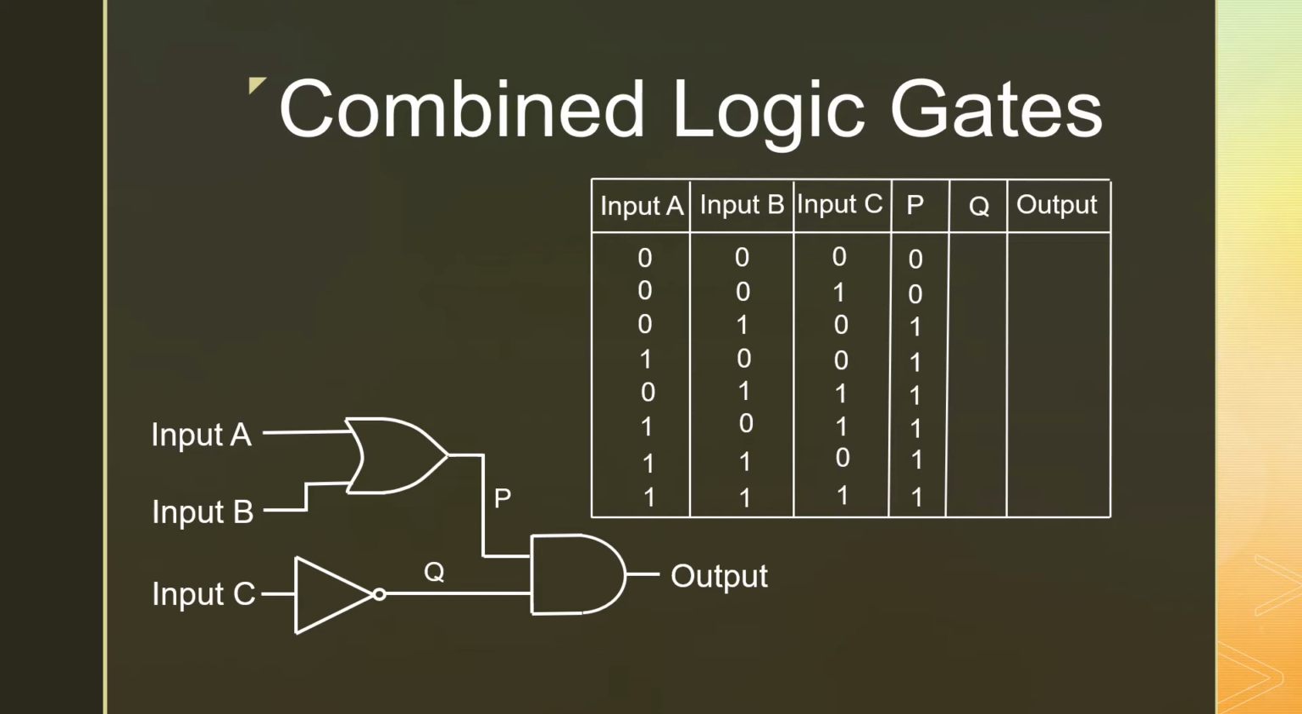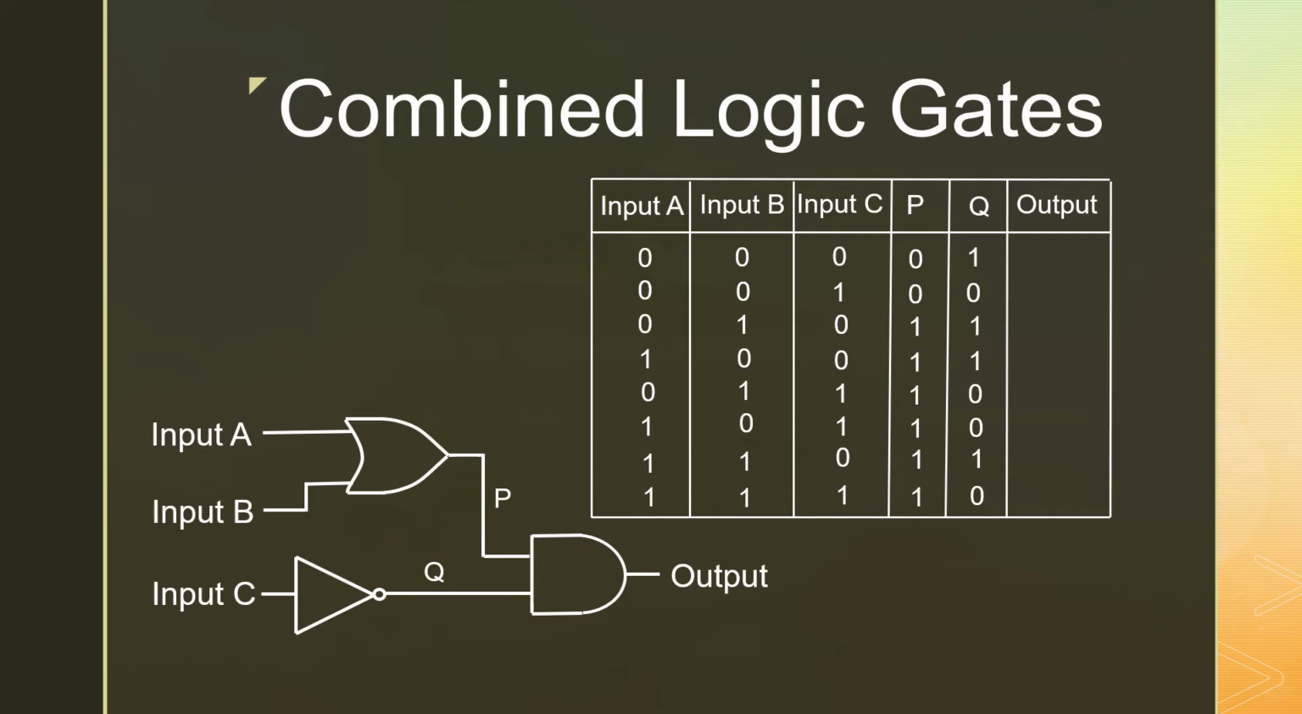We now need to have a look at column Q. Well, this Q is literally just the reverse of input C. So now, in order to populate this column Q, I need to look at this column input C. And I'm literally just going to reverse it. So my 0 becomes a 1, my 1 becomes a 0, 0 becomes a 1, 0 becomes a 1, 1 becomes a 0, 1 becomes a 0, 0 becomes a 1, and 1 becomes a 0. So again, relatively straightforward once we've actually worked out how that NOT gate reverses that input C.